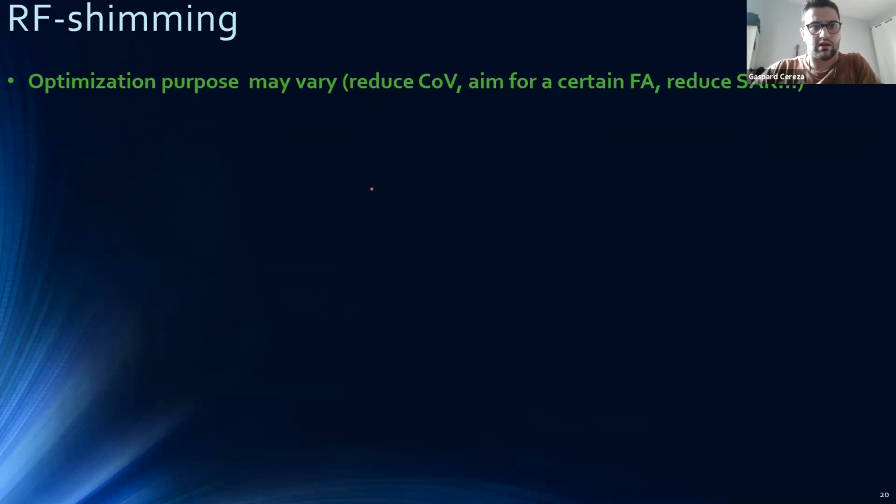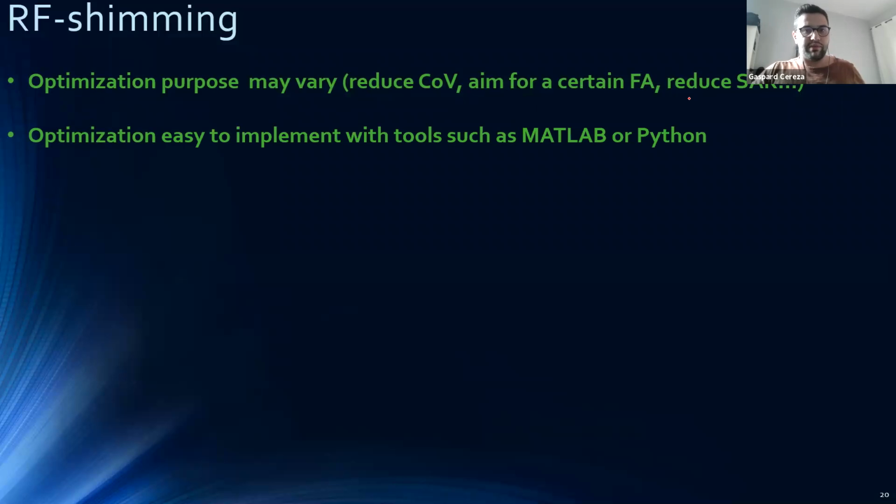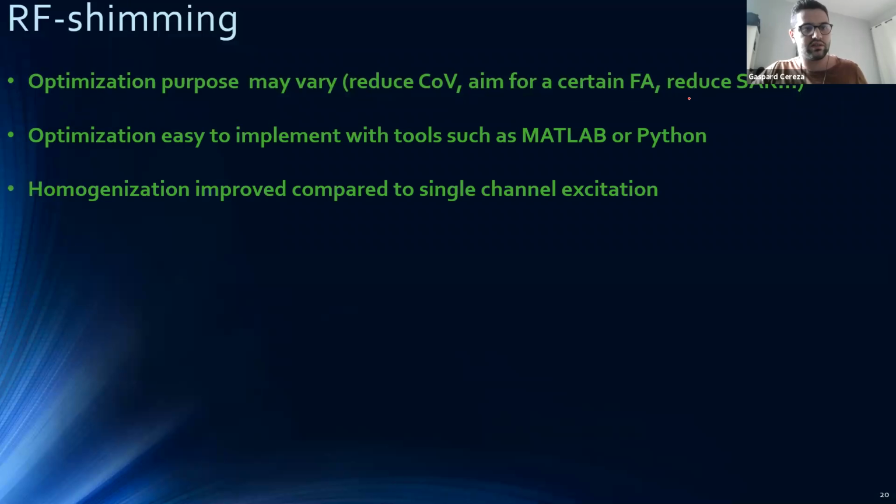All right, so the RF shimming is interesting because the optimization may aim for different objectives. So, for example, I showed you that we can reduce the coefficient of variation. We can also aim for a certain flip angle over one region of interest, and we can also try to reduce the energy deposition. It's easy to implement with tools like MATLAB or Python, because there are optimization libraries that can be directly used to do our calculations.